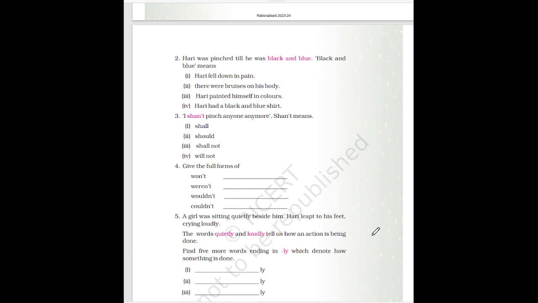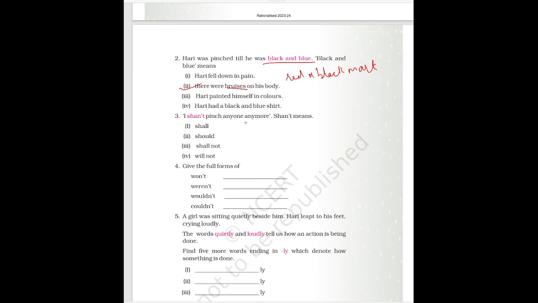Then second one is, Hari was pinched till he was black and blue. Black and blue means Hari fell down in pain, there were bruises on his body, Hari painted himself in colors, or he had a black and blue shirt. So the right is, there were bruises on his body. Bruises means red or black mark that you get after getting wound. So those marks are known as bruises.